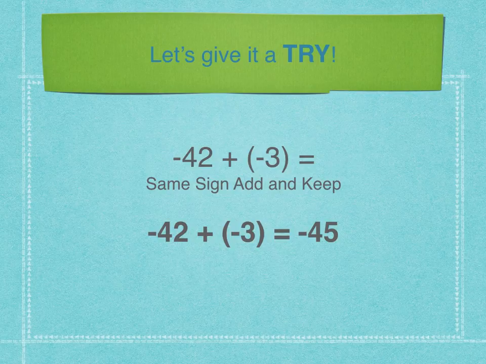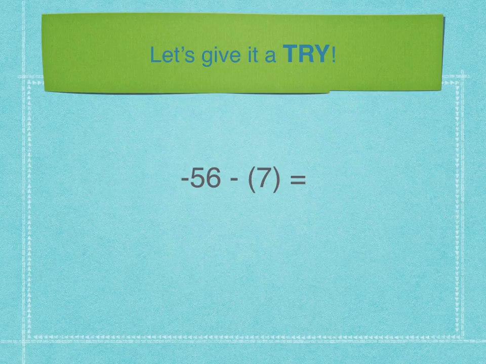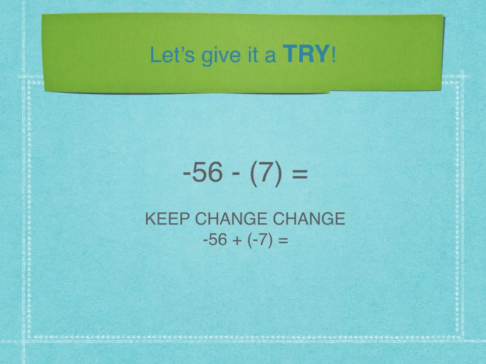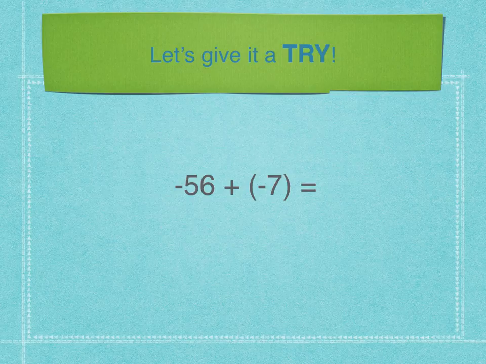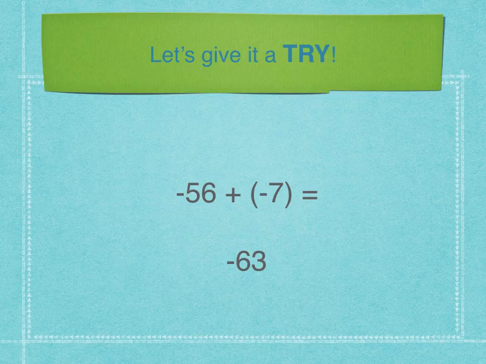What about -56 minus 7? Oh, this is subtraction. We need to keep, change, change. We keep the -56. We change subtraction to addition, and my +7 becomes a -7. So, see if you can solve that one. That's right, -63.